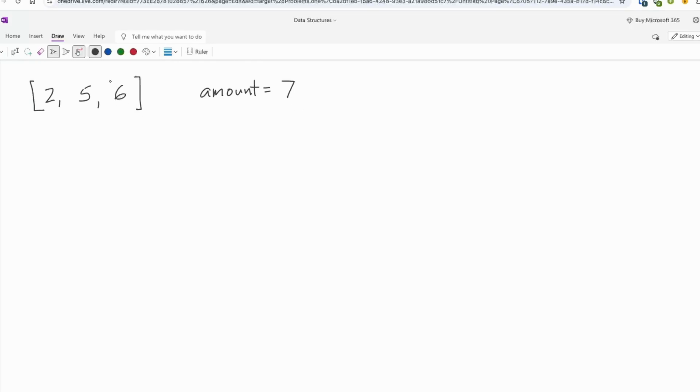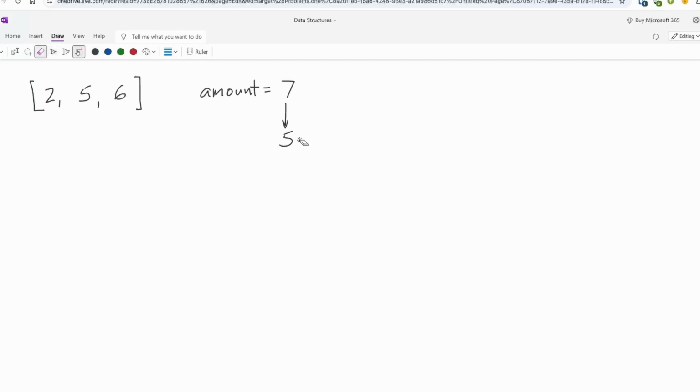So if we were to take the biggest coin that we can at any time, we would take 6 away from 7, right? And now we're left with 1, so we need to make an amount 1. But we see we can't actually do that with any of the coins that we have. So we basically have to go back and say, well, we can't take 6 away. So let's maybe take a 5.